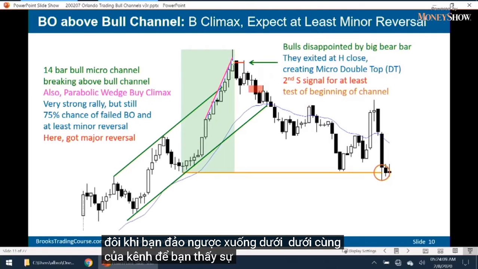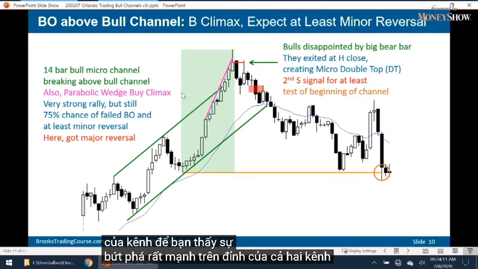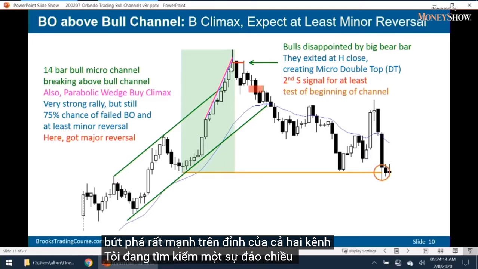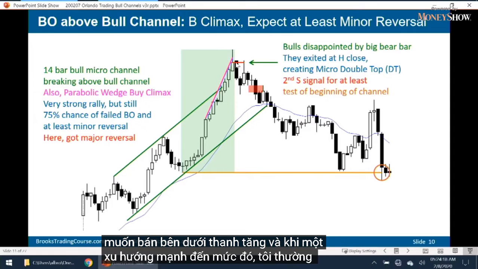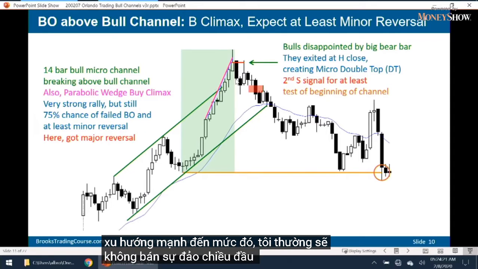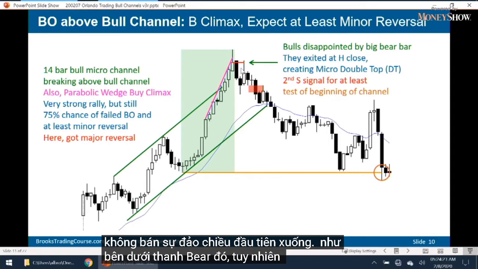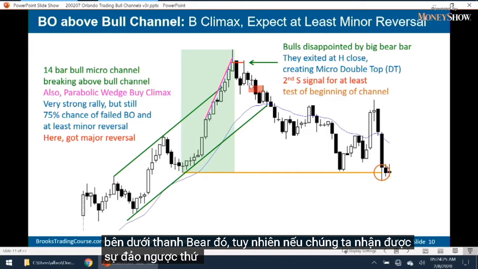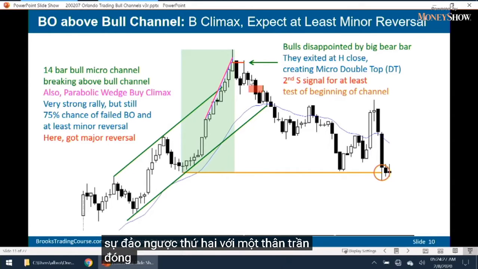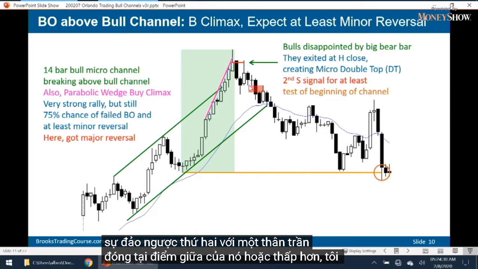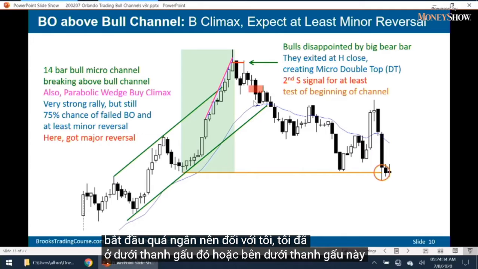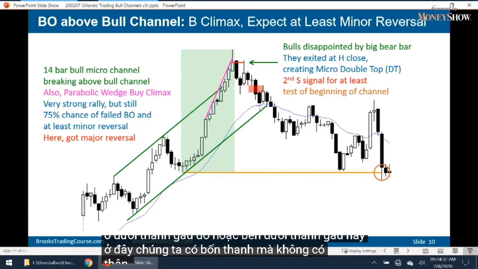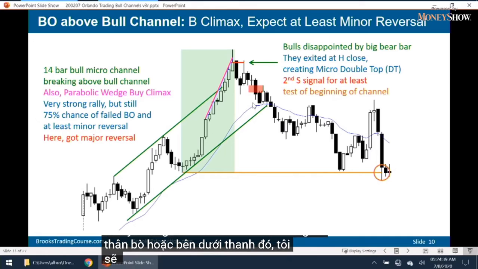So you see a very strong breakout above the top of a bull channel. I'm looking for a reversal. I don't want to be selling below a bull bar, and when a trend is that strong, I typically will not sell the first reversal down, like below that bear bar. However, if we get a second reversal down with a bear body closing at its midpoint or below, I will start to short. So to me, I would short below that bear bar or below this bear bar. Here we have 4 bars without a bull body, or below that bar. I'm going to get short, taking a chance that we're going to get a couple legs down.